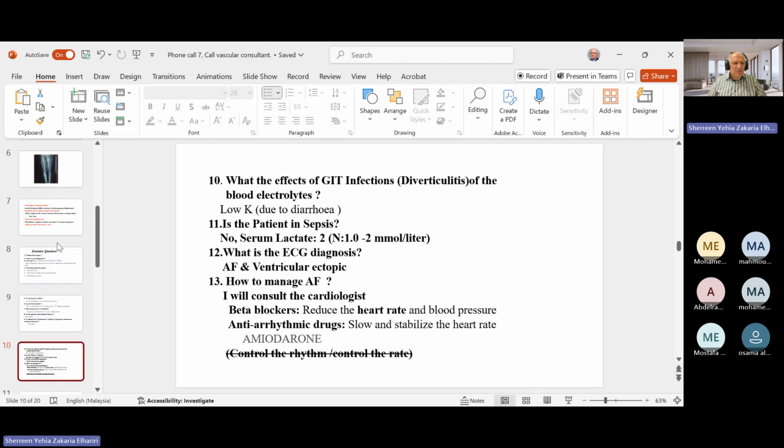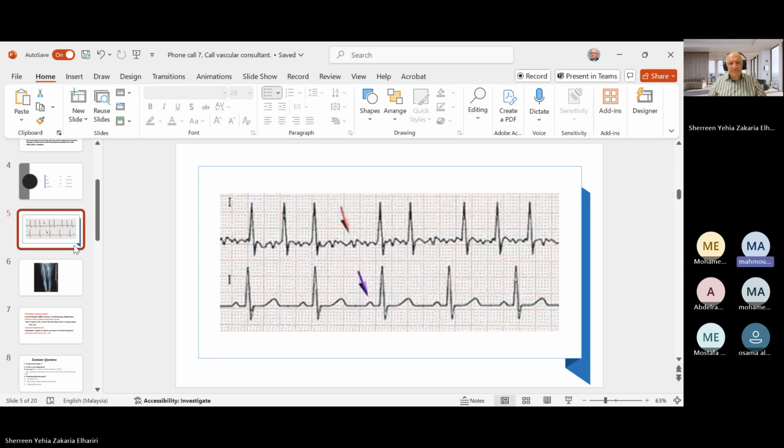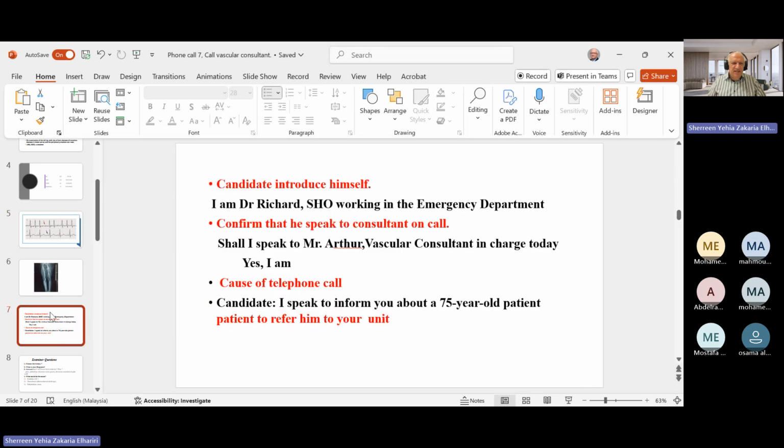What ECG abnormality do you see? The patient has absent P wave. I think this is AF, atrial fibrillation, not absent. It is multiple small A waves, or cannon shape, so it is atrial fibrillation. Yes. Maybe some ventricular ectopics, but it is mainly atrial fibrillation.